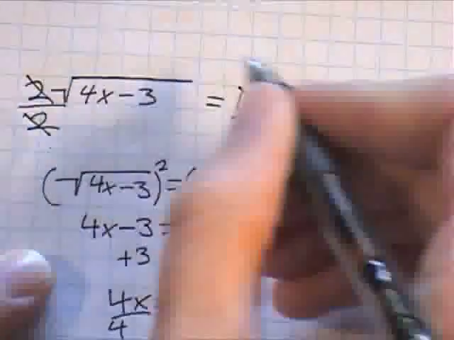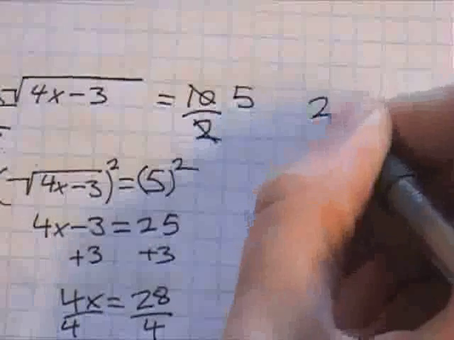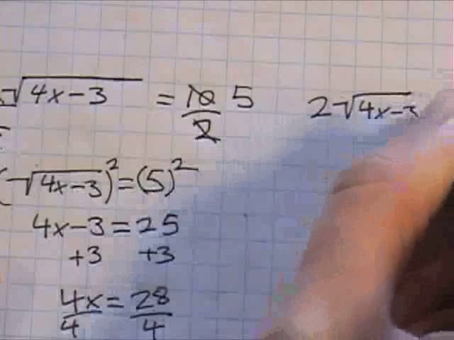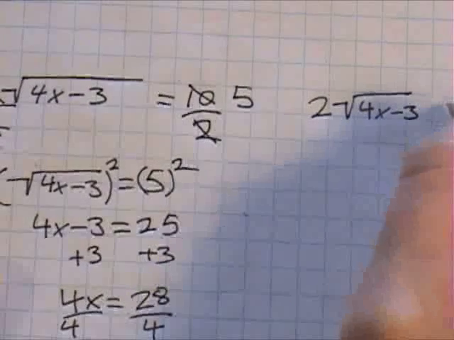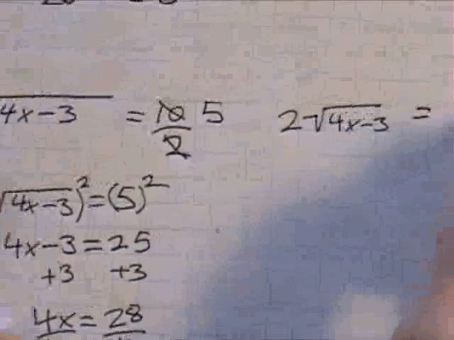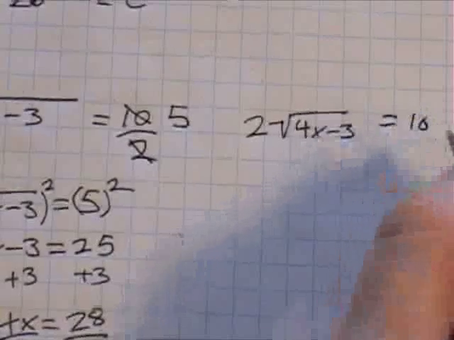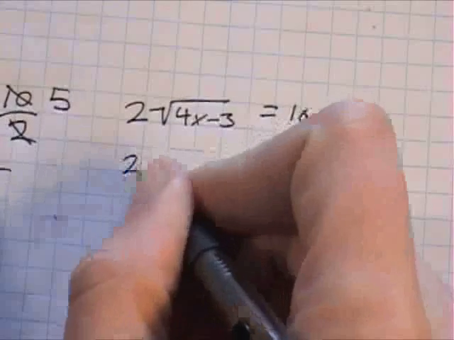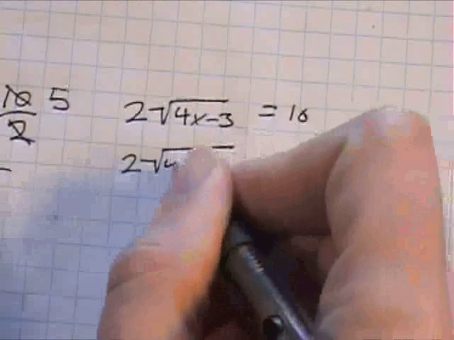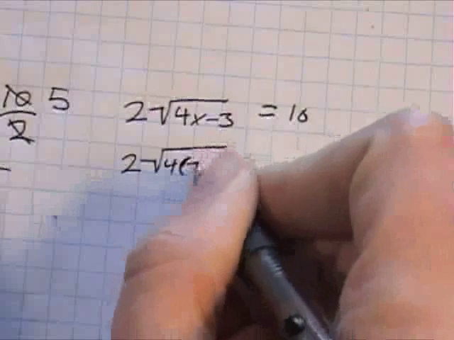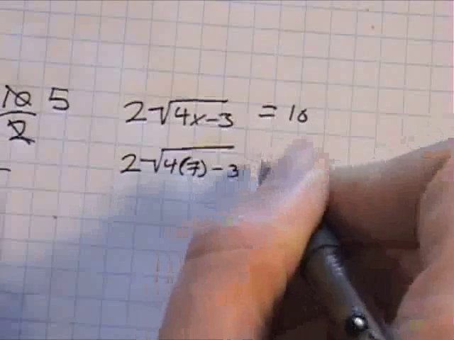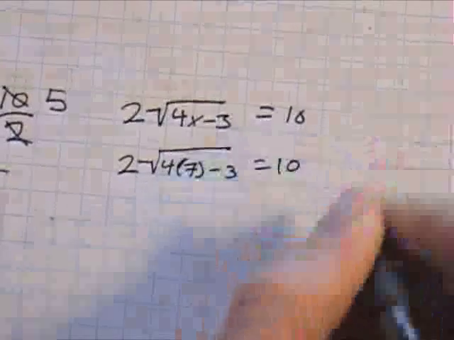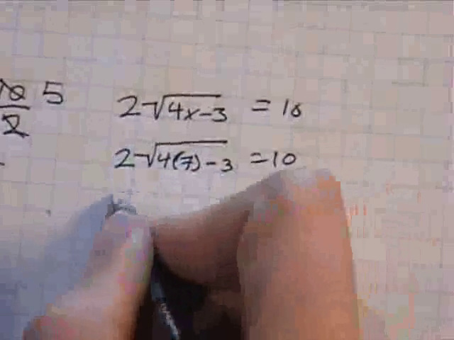I'm going to rewrite it over here. So 2 square root of 4x minus 3 equals 10. And x is going to be 7 this time. So rewrite it with 4 times 7 minus 3 equals 10.